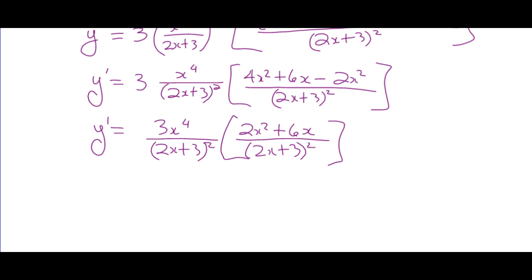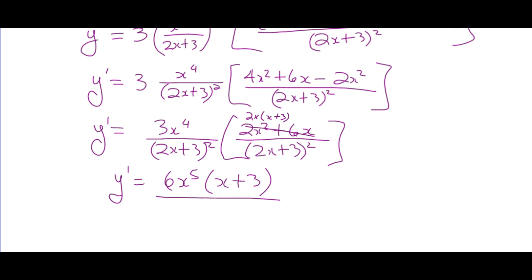All right, so what are we going to do? Well, we can factor. What's 2x squared plus 6x? That's going to factor, right? So what are we going to get? Like 2x times x plus 3? Yeah, okay, let's do that. So we've got 3x to the 4th times 2x. So that's going to be 6x to the 5th times x plus 3 over 2x plus 3 to the 4th.